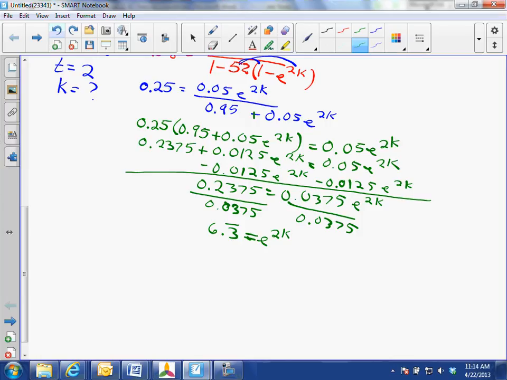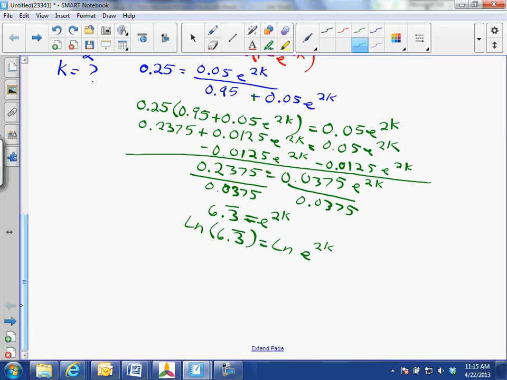Okay, so now once you get e to the something exponent all by itself on one side of the equal sign, and there's no coefficient in front of it, no adding or subtraction with it, we can get rid of the e by taking a natural log of both sides. How do you take that? Is that LN? Yep, that's the natural log.